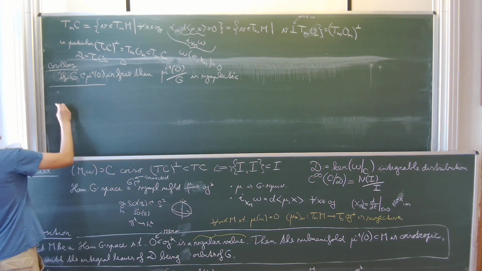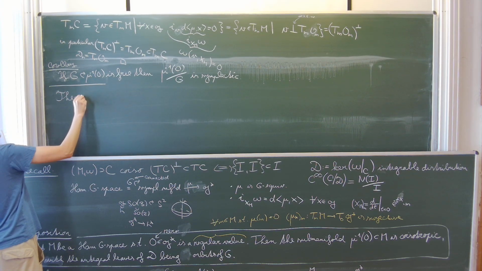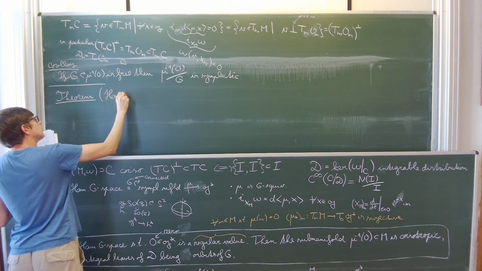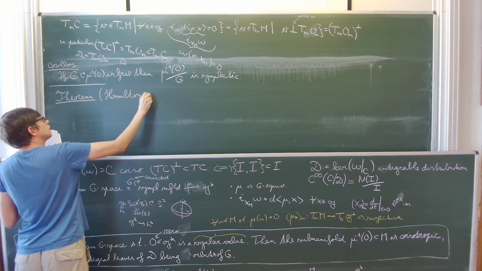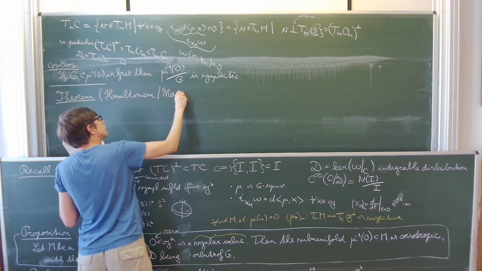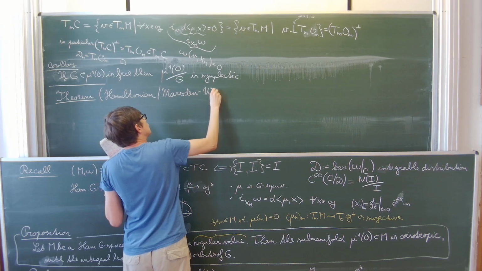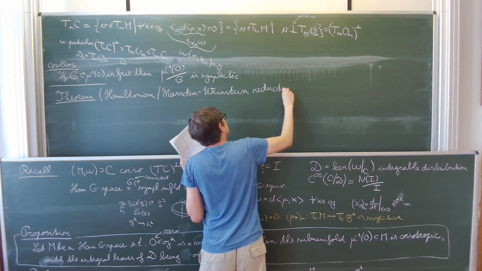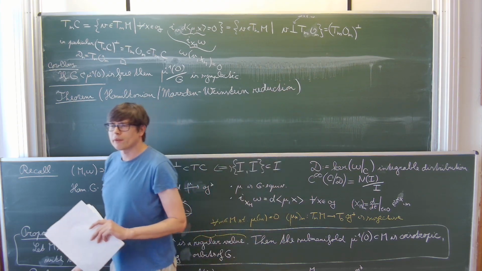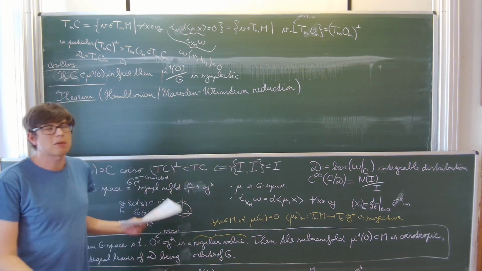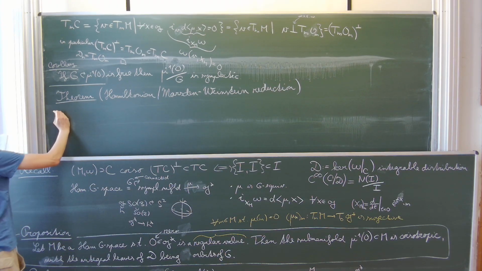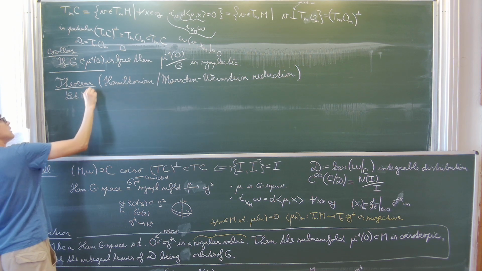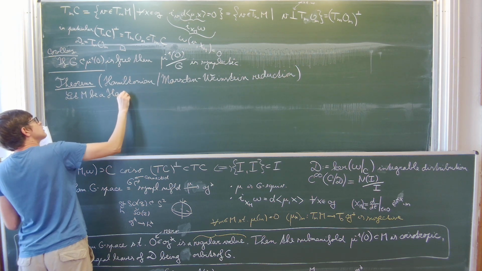So now let's do the more general version. So this I will call theorem. This is called Hamiltonian reduction, or Marsden-Weinstein reduction. I think some people also call it simply symplectic reduction, right? Okay, maybe not. Okay. So this is the general value. This is the general form of the theorem. So let M be a Hamiltonian G space.